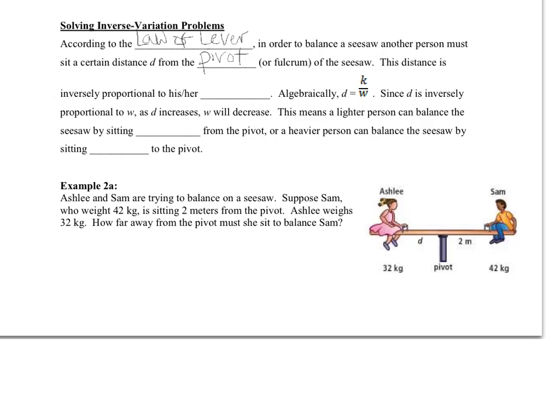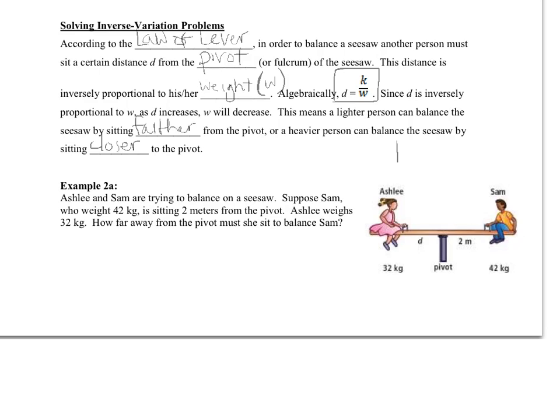This distance is inversely proportional to their weight. So d equals k divided by w. Since d is inversely proportional to w, as distance d increases, weight will decrease. This means a lighter person can balance the seesaw by sitting farther from the pivot, or a heavier person can balance a seesaw by sitting closer to the pivot, because d and w are inversely related to each other. So let's go through this example.